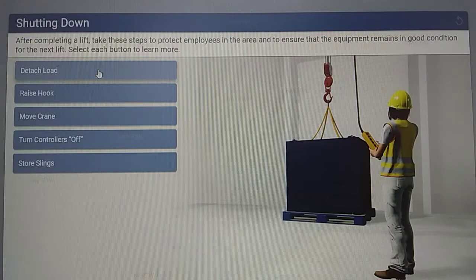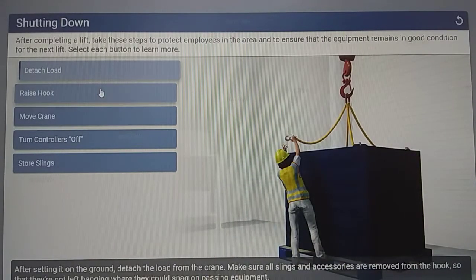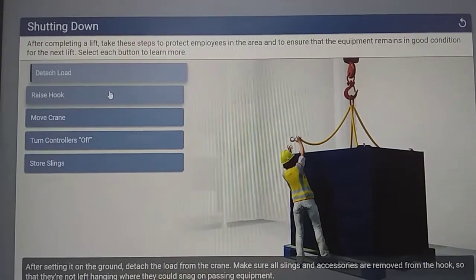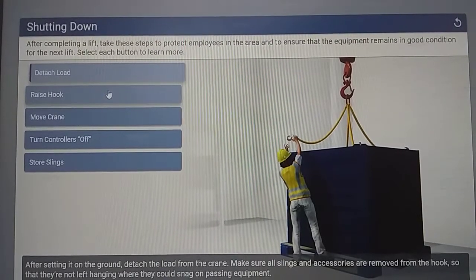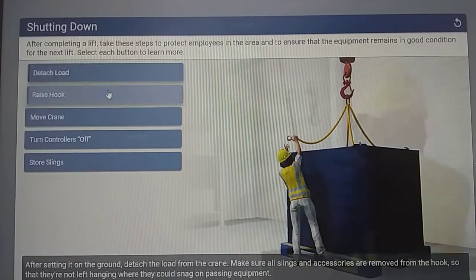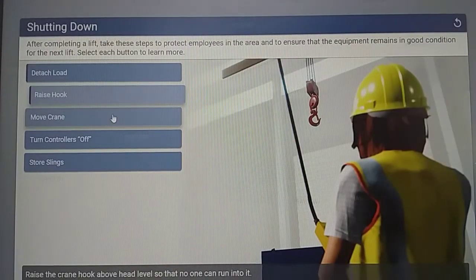After completing a lift, take these steps to protect employees in the area and to ensure that the equipment remains in good condition for the next lift. Select each button to learn. After setting it on the ground, detach the load from the crane. Make sure all slings and accessories are removed from the hook so that they're not left hanging where they could snag on passing equipment. Raise the crane hook above head level so that no one can run into it.